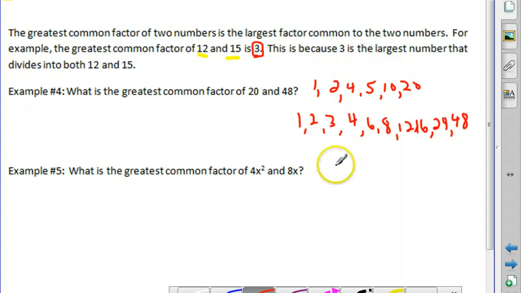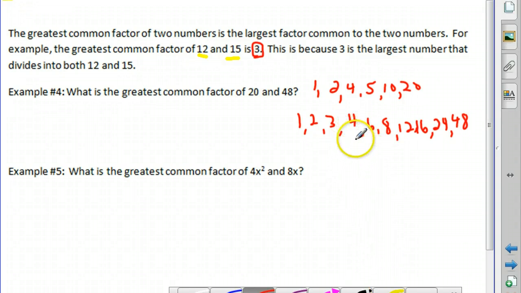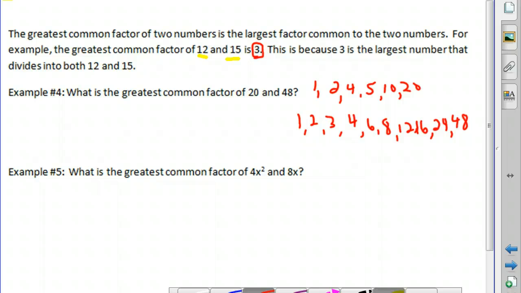Well, which of these numbers is the greatest common factor to both of these? They both have a common factor of 1. They both have a common factor of 2. They both have a common factor of 4, and that's it. That's the largest common factor that goes into both of those. So the greatest common factor of both of these is 4. And one way to write greatest common factor is GCF.